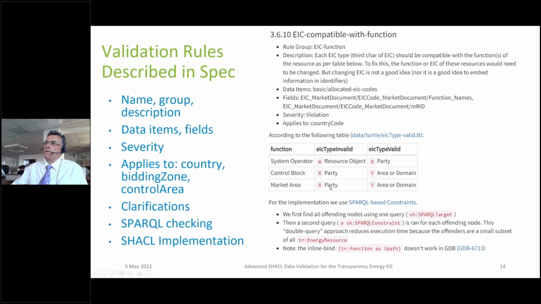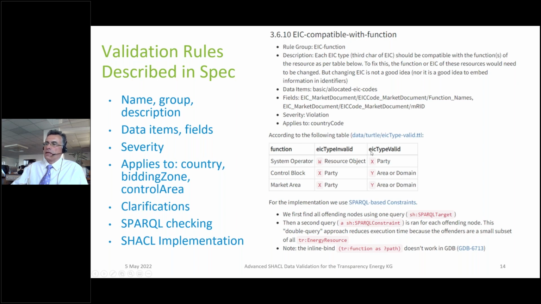So this particular rule says that the third letter of the EIC should conform to the function as described in a particular document by ANSI. So for example, if the third letter is W, then this describes a resource object, and therefore it cannot be a system operator, because the function system operator goes with the letter X, which signifies a party. Or vice versa, a control block must have the letter Y, which signifies an area or domain, and not the letter X, which signifies a party.